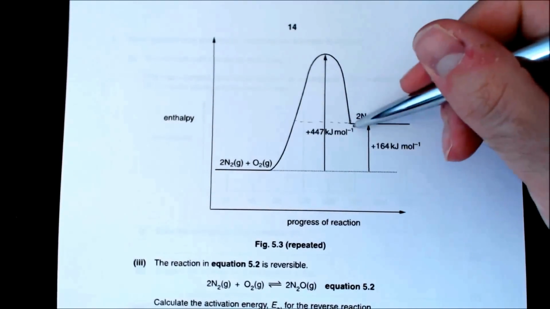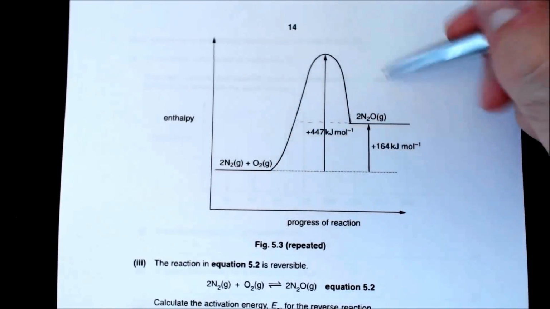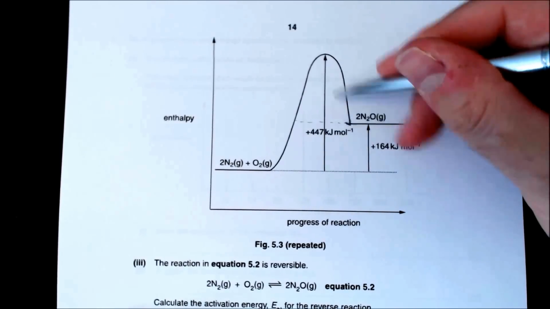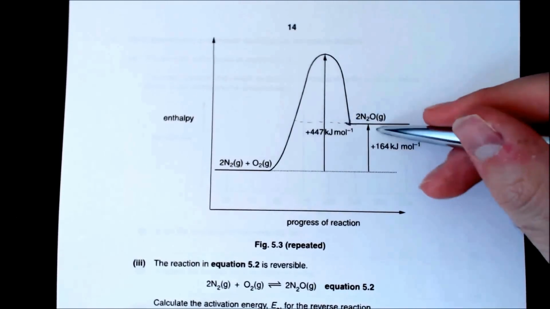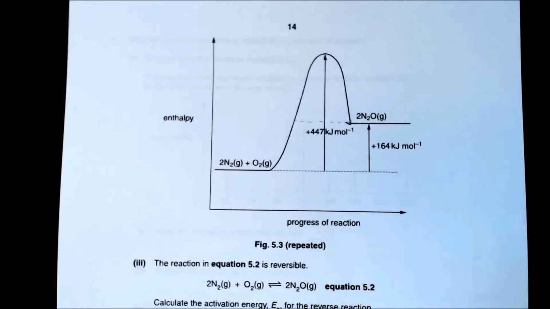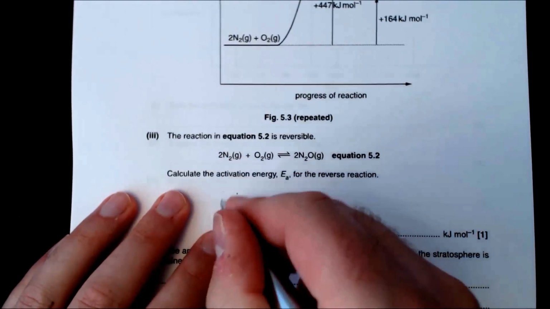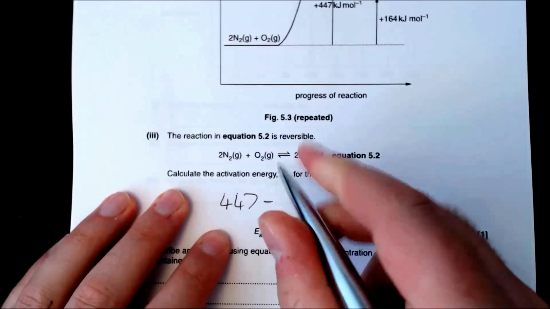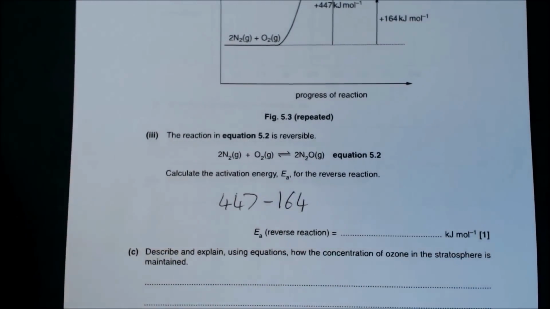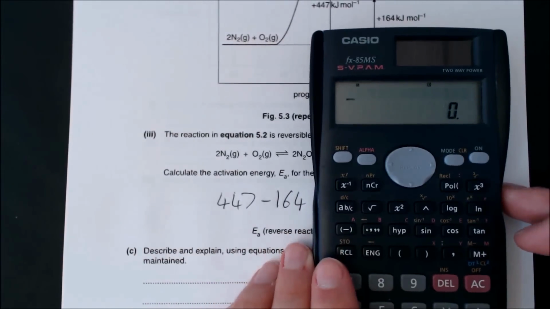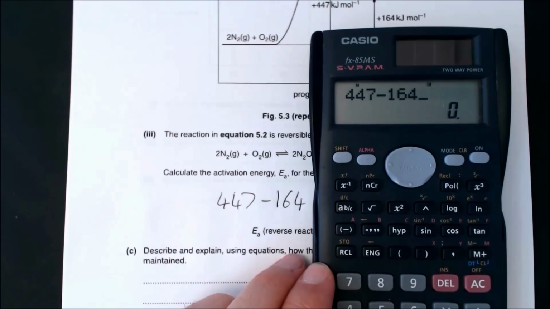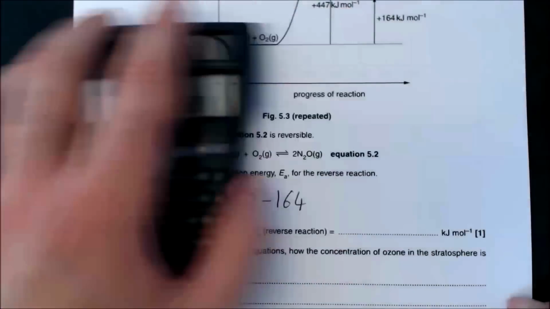So this will actually be a reactant now because we're going backwards to form our products. So this is the activation energy, the difference between this level here, what we started with, and the peak here. So all we have to do is take this number minus that number. So we're just going to write that down in our equation. So this is going to be 447 minus 164, and that's going to give us 283 kilojoules per mole.